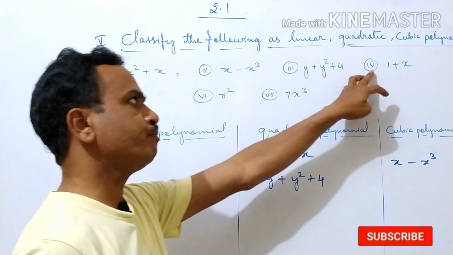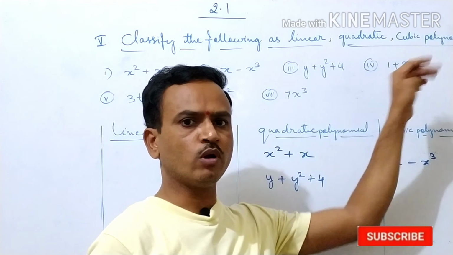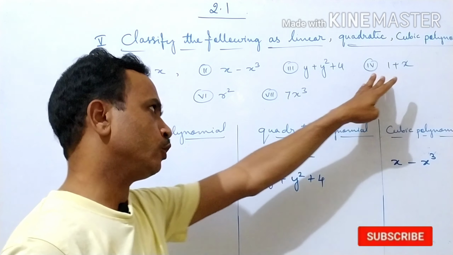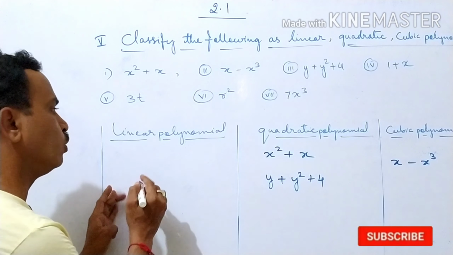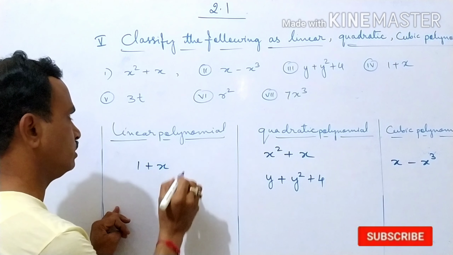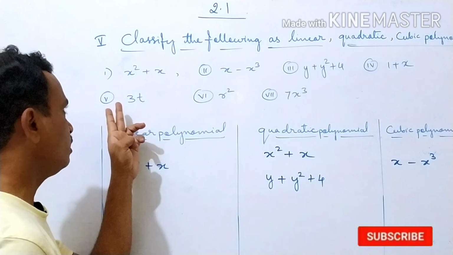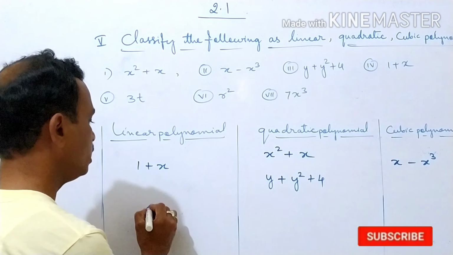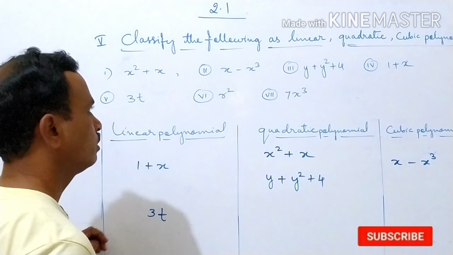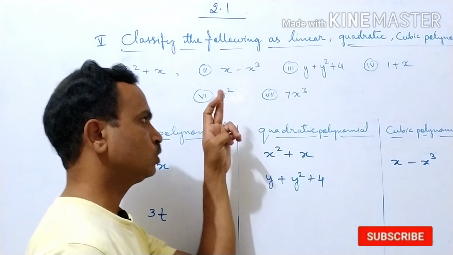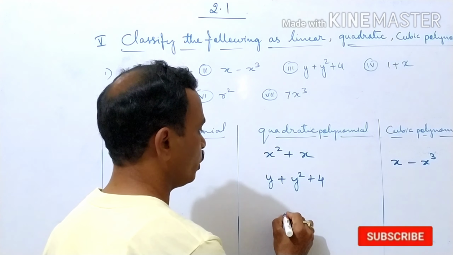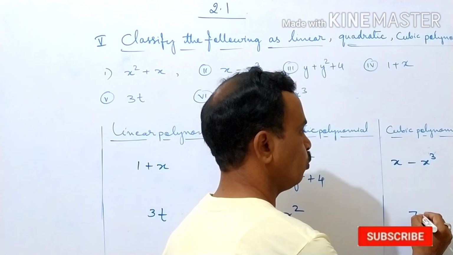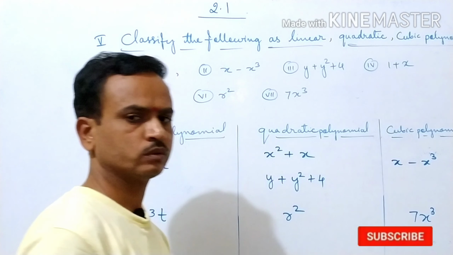The next, 1 plus x. What is the power of x here? 1. That means it is a linear polynomial. Then 3t. The power of t is 1, so that is also a linear polynomial. Then r square. Square 2 is there, that means it is a quadratic polynomial. Then 7x cube. It is a cubic polynomial.